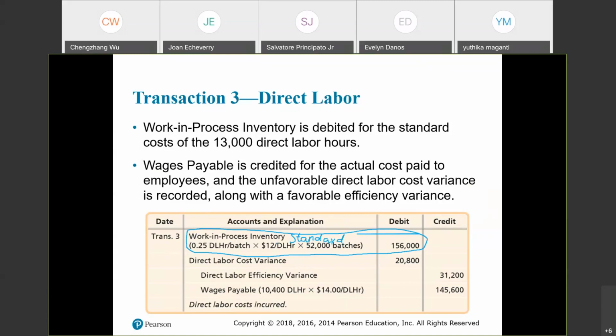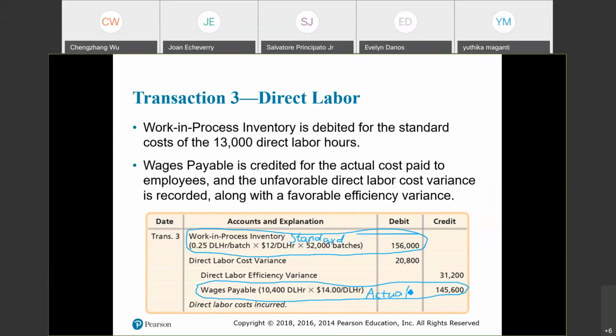Which payable is credited for the actual cost? Because this is the amount that the company must pay the workers. This part, which is payable, is the actual amount of direct labor incurred.